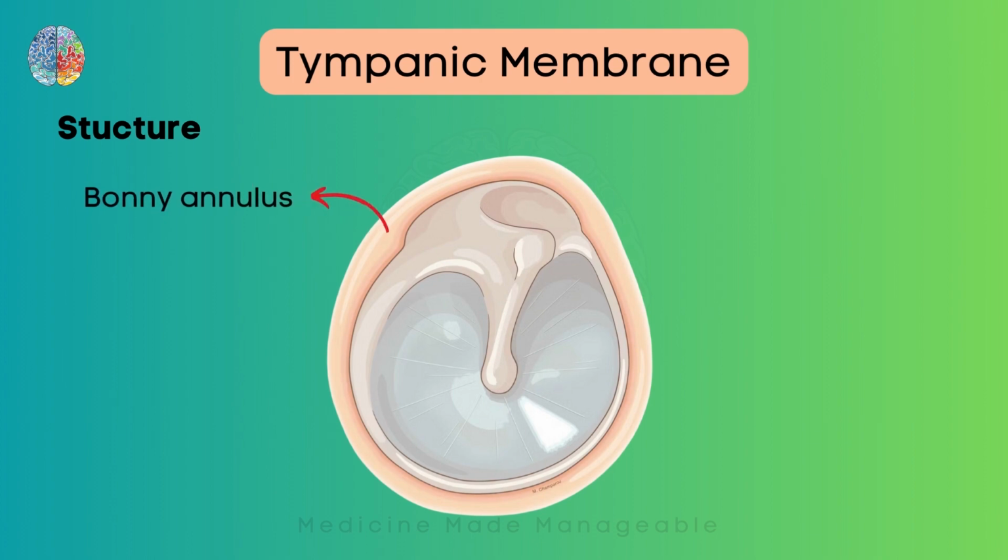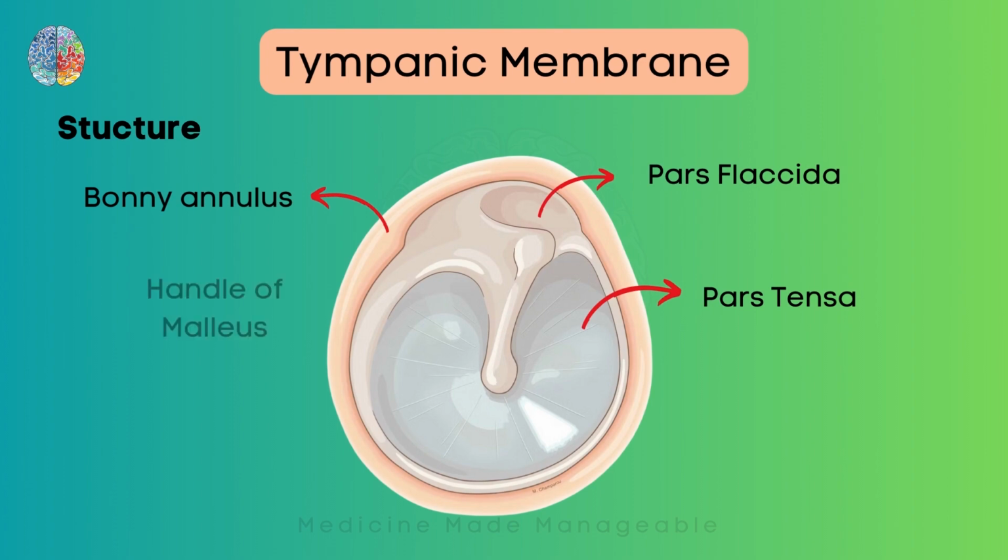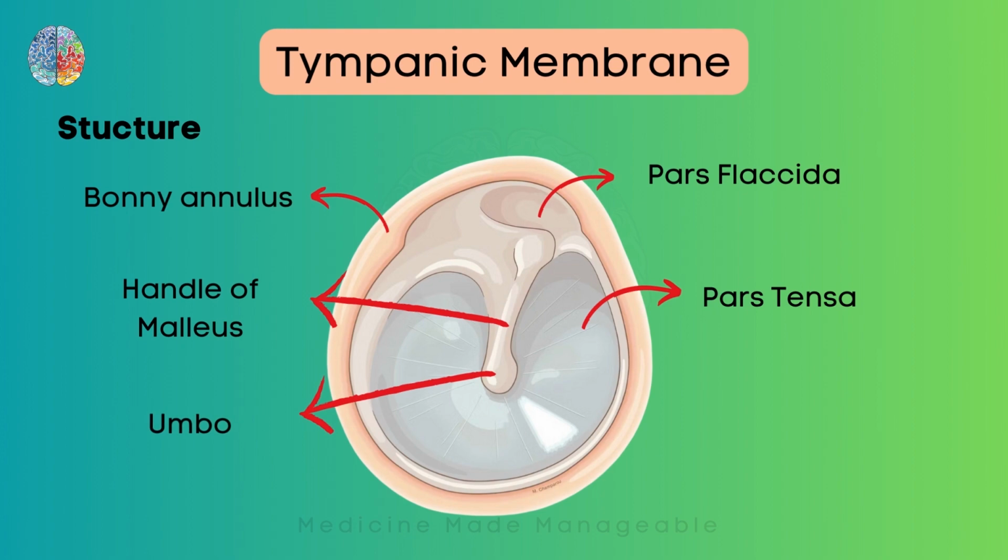This is the bony annulus, and by this part, the tympanic membrane is attached to the walls of the EAC. Then we have the pars flaccida and the pars tensa, and in a minute we'll see why they are named so. Then we have the handle of malleus, and we have the umbo, which is the tip of the handle of malleus. Lastly, we have the cone of light. The cone of light is not a part of the tympanic membrane.